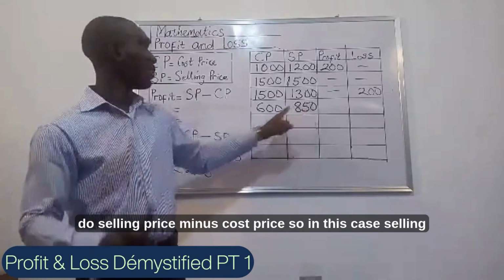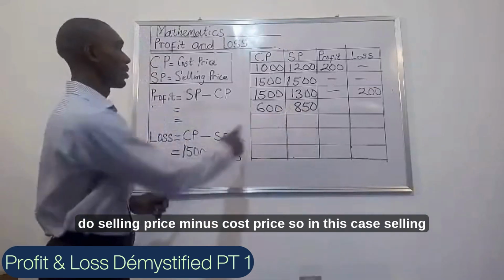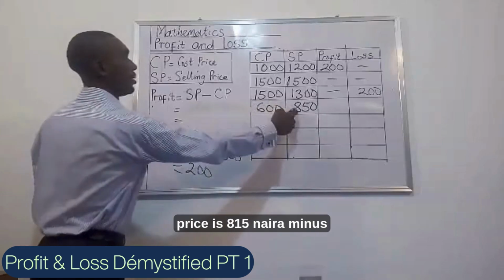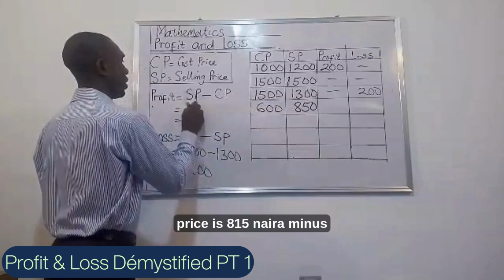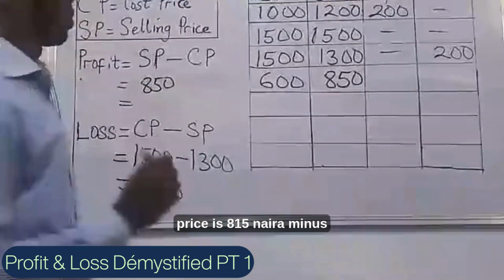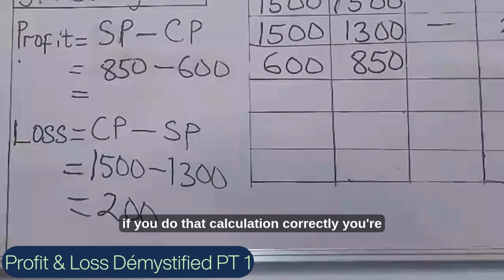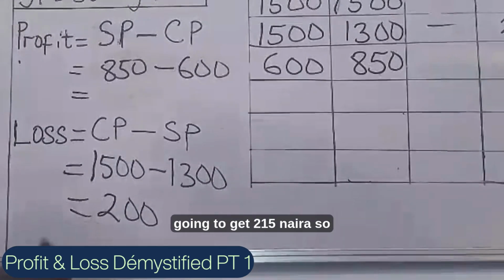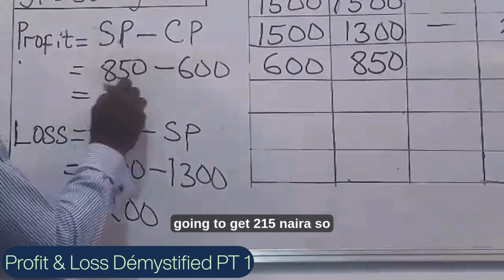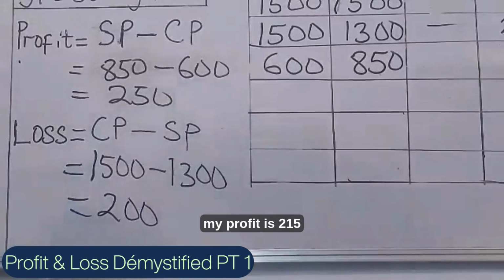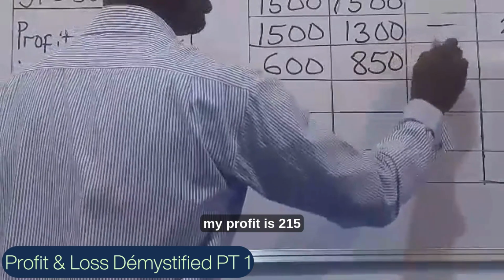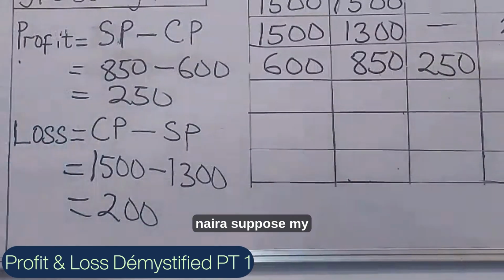We do selling price minus cost price. So in this case, selling price is 850 naira minus cost price 600 naira. If you do that calculation correctly, you're going to get 250 naira. So my profit is 250 naira.